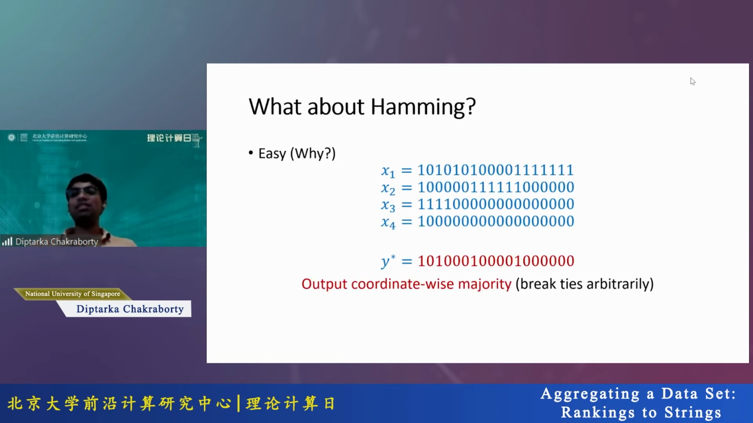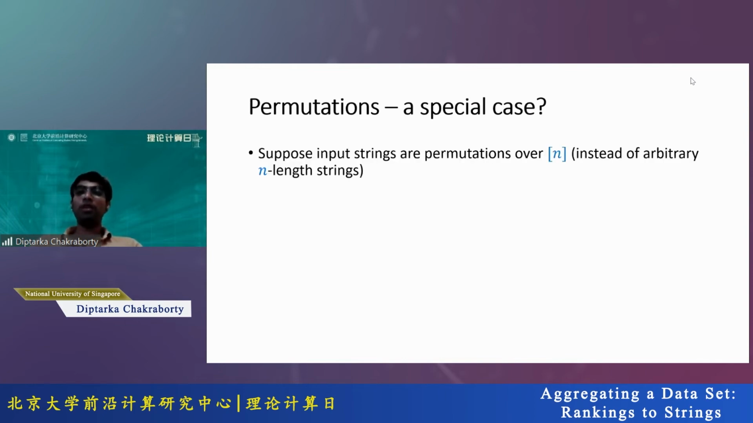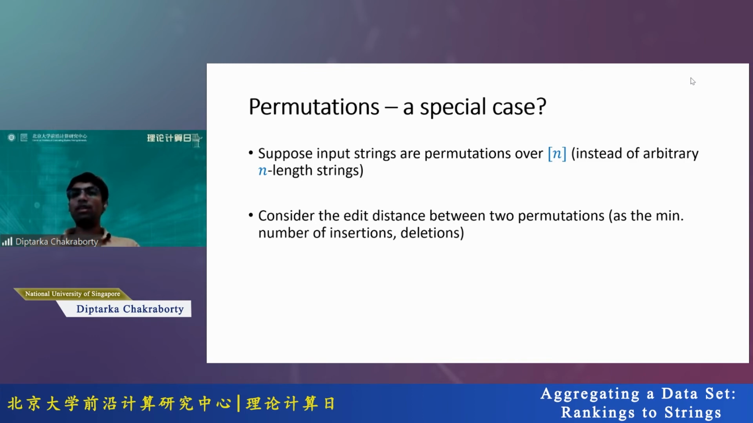But this is just a special case of edit distance. This is not the case for general edit distance. So Hamming distance was one special case. Another special case is when the input strings are not arbitrary strings, but permutations. When all the input strings are permutations, the edit distance can still be defined, and that is called Ulam distance. That is another well-known distance measure.